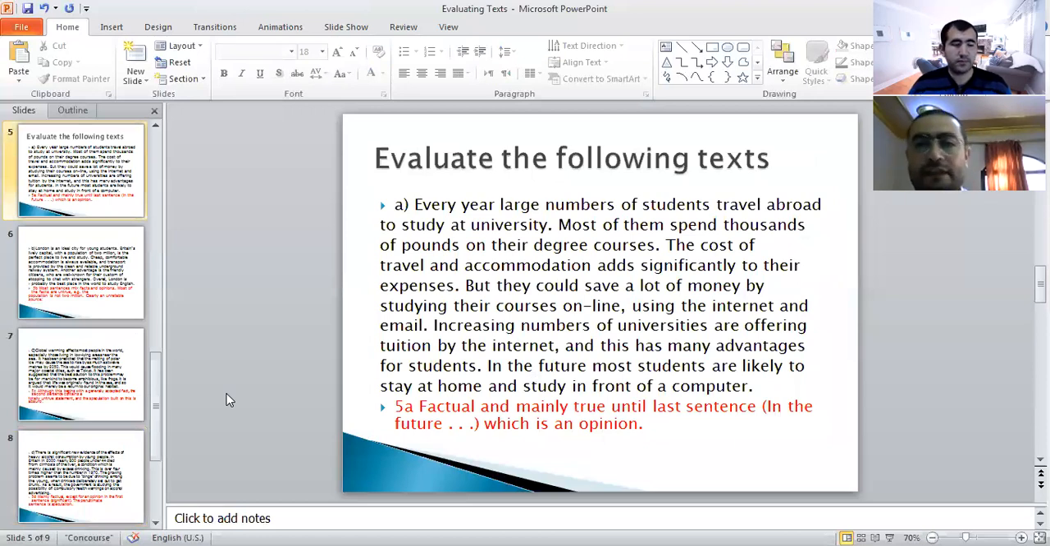Evaluate the following text. So we are going to have some text, and you are going to evaluate such text. Okay.